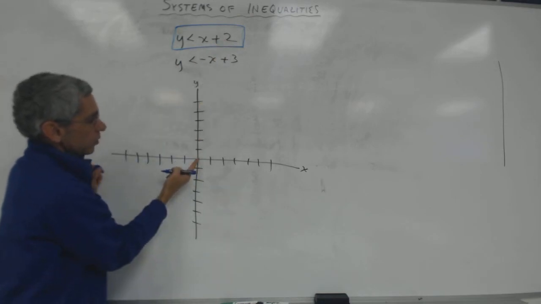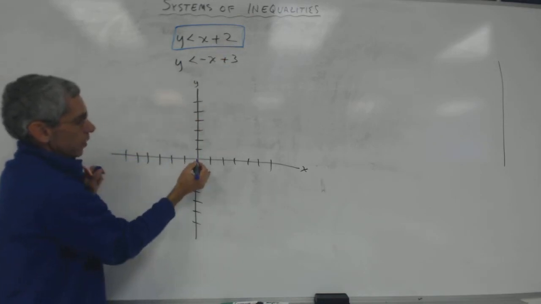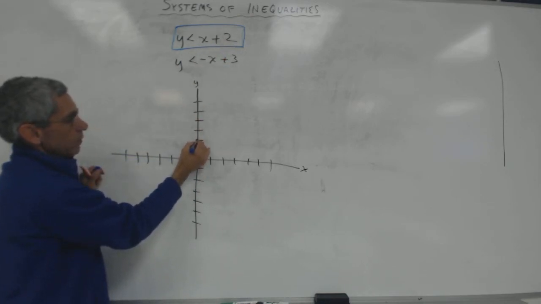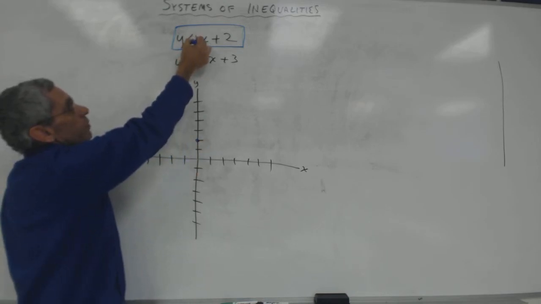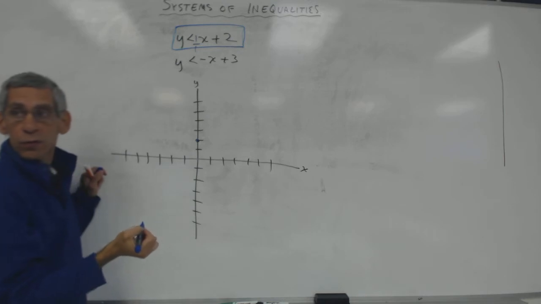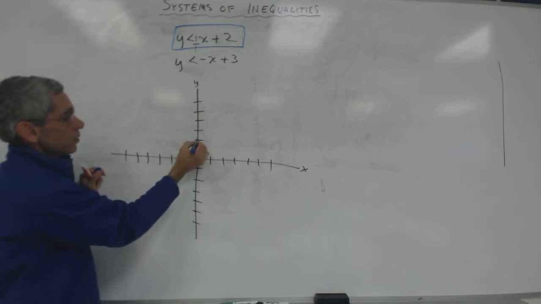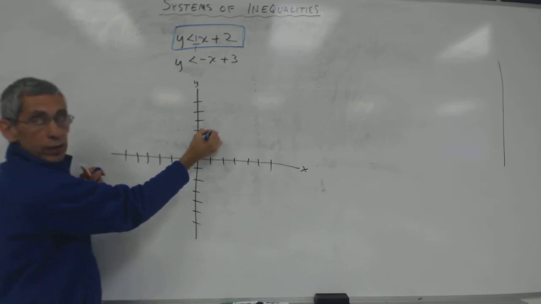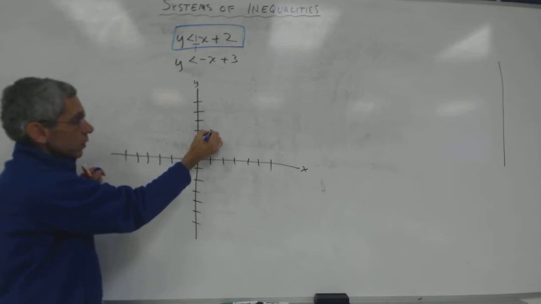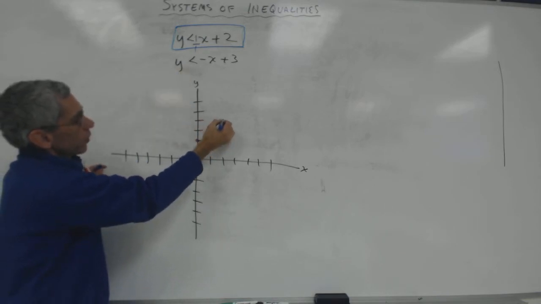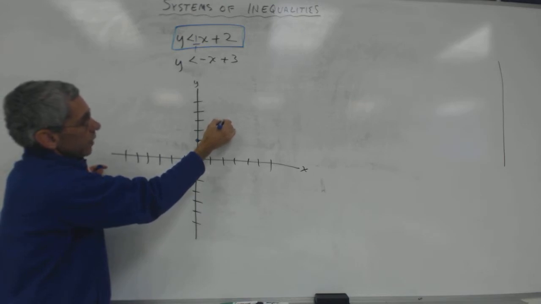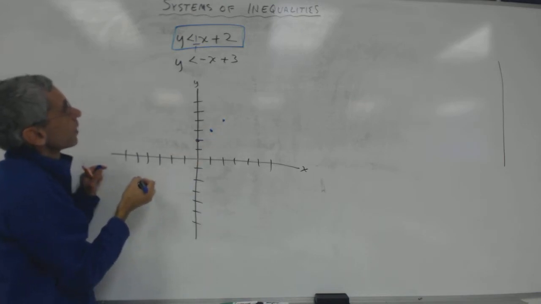Up from 0, 0. That's my y-intercept. I go up 2. Put a dot. And then my slope is what? 1 over 1. Rise 1, run 1. So I'm going to rise 1, run 1. And then now I could rise 1 and run 1 again if I want. And now I see I've got a nice straight line.